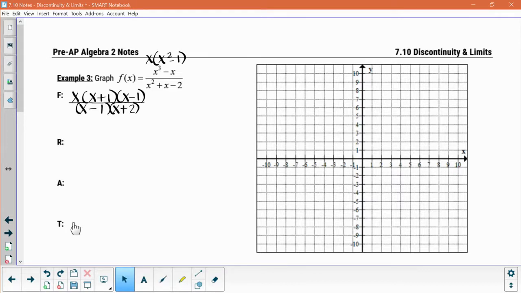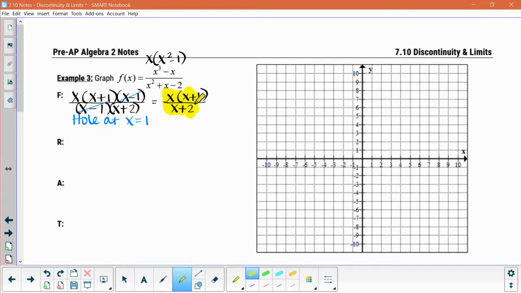So when I see these two factors that are the same, I know that they are going to cancel out, giving me a hole at x equals 1. Remember, take the factor, set it equal to 0, x is equal to 1. So the problem that I'm actually going to be working with is x times x plus 1 over x plus 2. Again, remember, we are working with the problem with the hole canceled out.